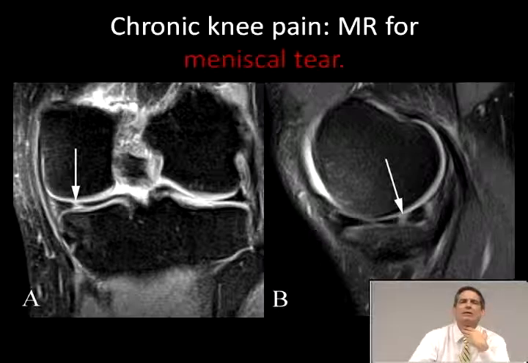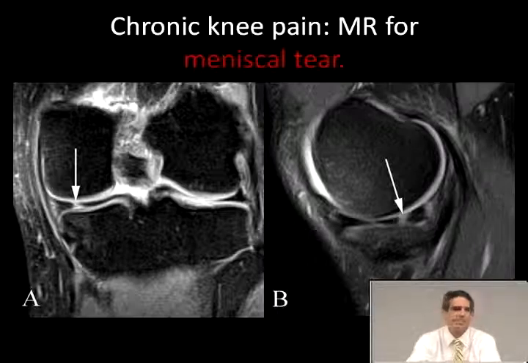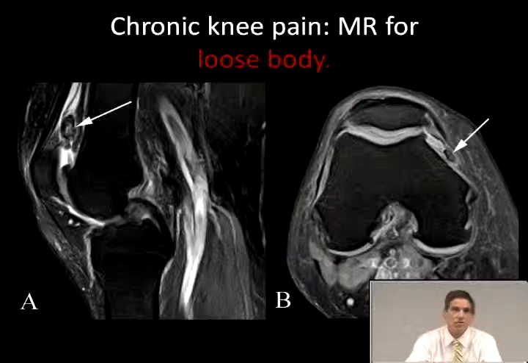Now, MR, in the case of chronic pain, can show you meniscal tears, loose bodies, spontaneous osteonecrosis, symptomatic bipartite patella, kind of a miscellaneous. Typical meniscal tear will show discontinuity of the meniscus, as seen here in A and B at the arrow. Loose body within the joint, you'll see a joint effusion with something floating around and filling it up that shouldn't be here, as seen here, A and B at the arrow.